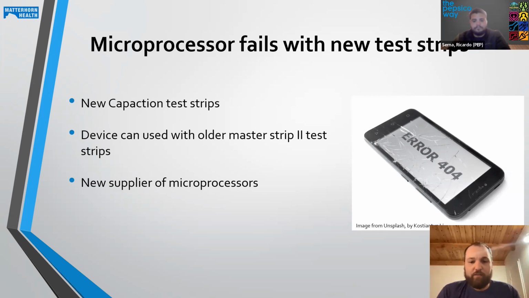So now that we are going to recall all these devices, we need to replace the microprocessors, swapping out the old microprocessor with the new microprocessor that will work with the newer test strips. This will rectify the issue, and it is the fastest and most efficient way that we can quickly reintroduce the product to market with a working microprocessor that will not cause any problems with the new Capactin test strips. Yes, I am going to pass it along to Cody, and he is going to talk us through some of the issues we're having with misuse of the device.